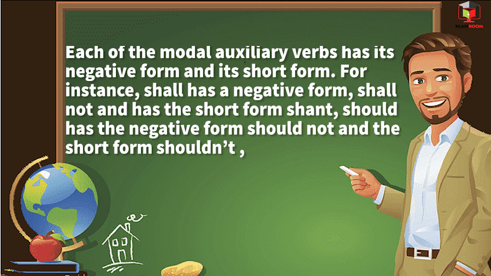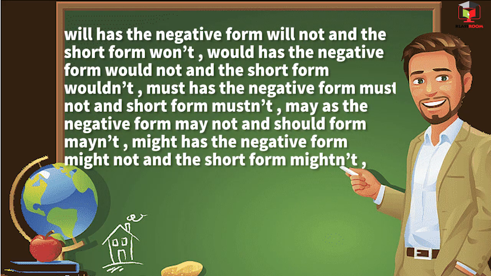For instance, shall has the negative form shall not and has the short form shan't. Should has the negative form should not and has the short form shouldn't. Will has the negative form will not and the short form won't. Would has the negative form would not and has the short form wouldn't. Must has the negative form must not and the short form mustn't. May has the negative form may not and the short form mayn't.